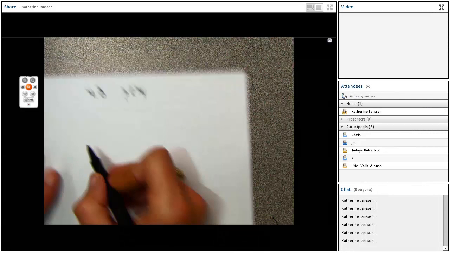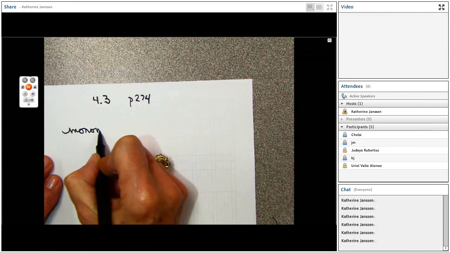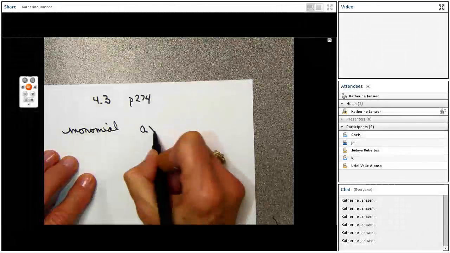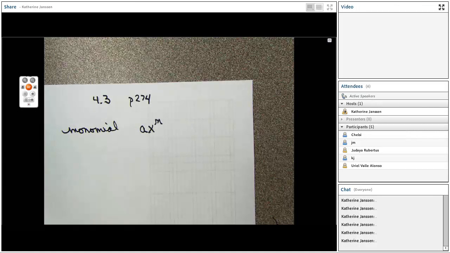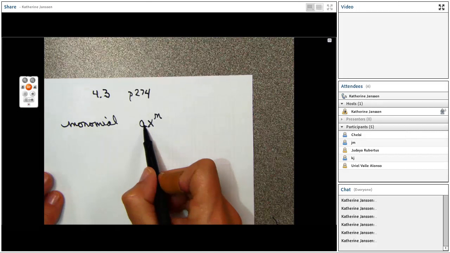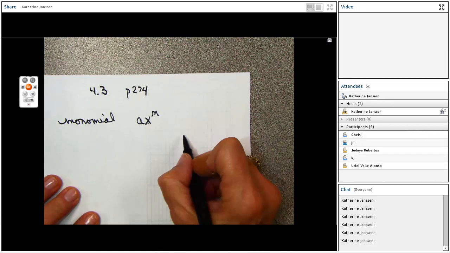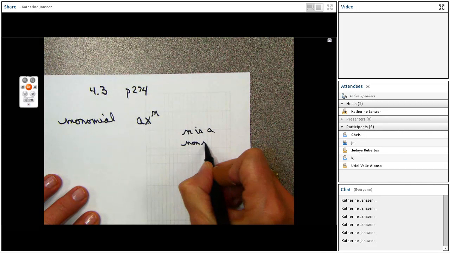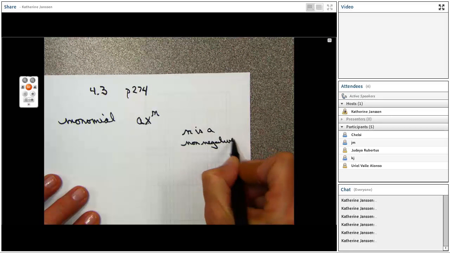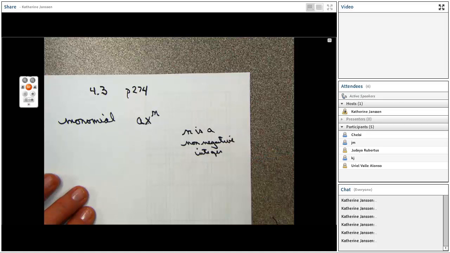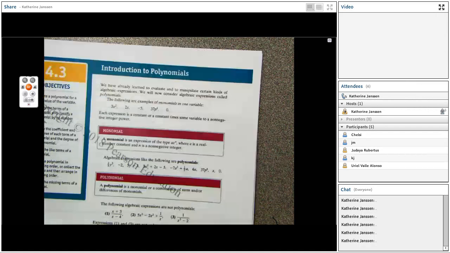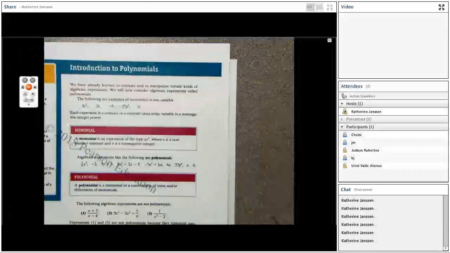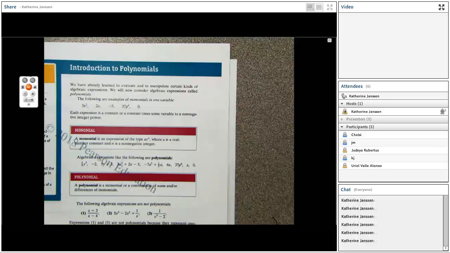So we have the form a times x to the n, where a is any real number constant, x is your variable, and n is a non-negative integer. Definition on page 274. So non-negative means that our integer cannot be negative.